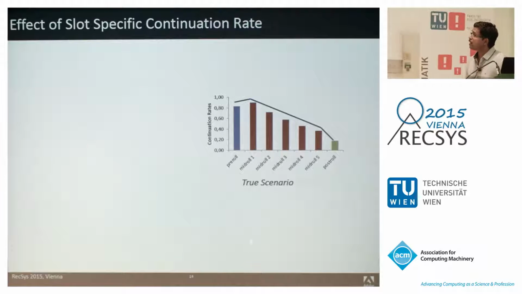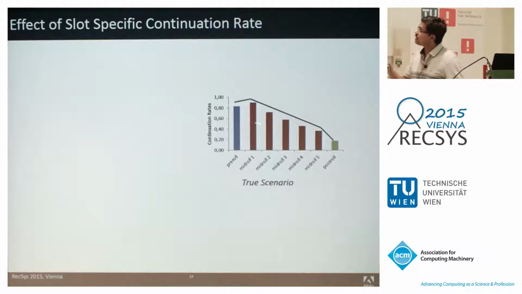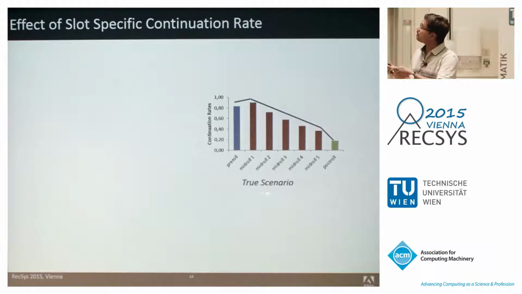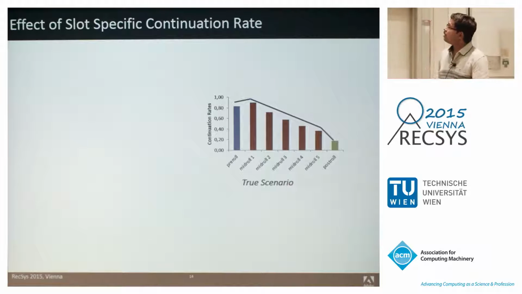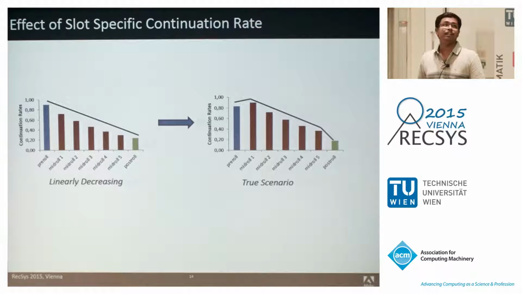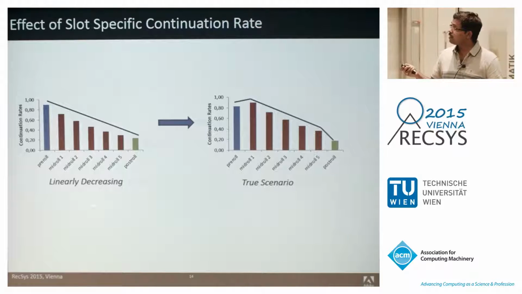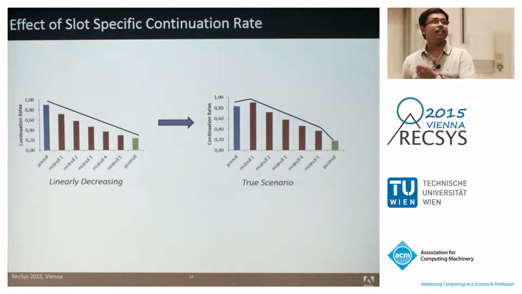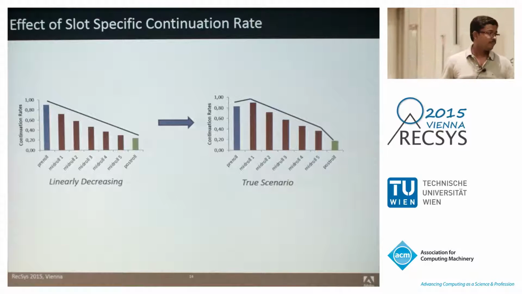So next, once again, go back to the slot specific graph that I showed you before, because this is something on which we will build our model. But before we go to this, we will actually simplify this. We will simplify this by this diagram. We are assuming here that the slot specific continuation rates are monotonically linearly decreasing.